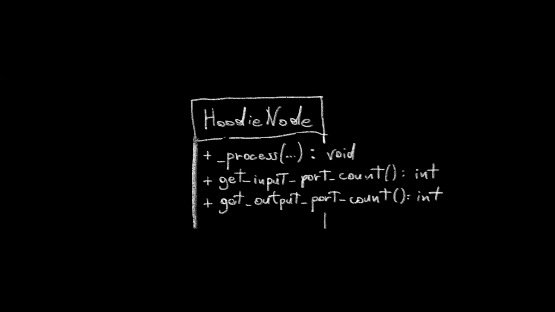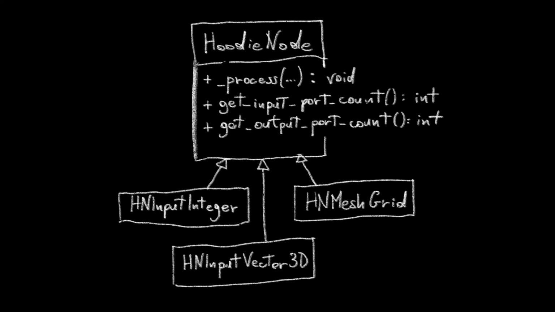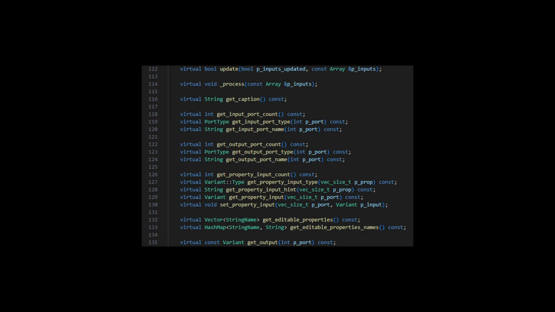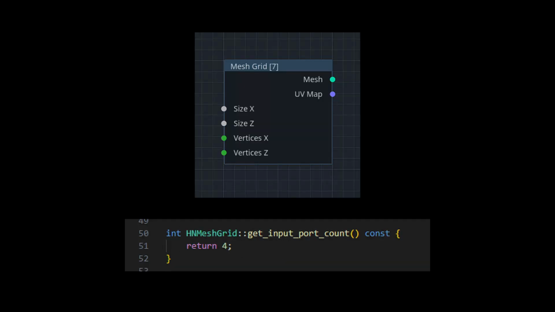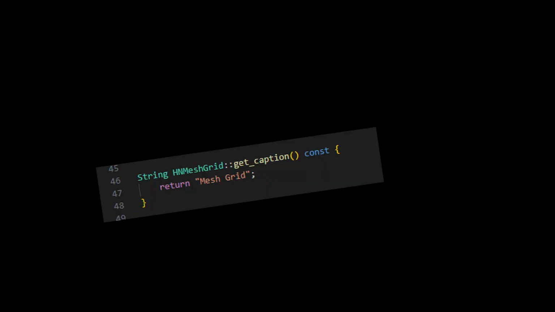to work correctly. For example, all Hoodie nodes need to have a process function that manipulates their input data and calculates the outputs. And here are other functions that need to be overridden by their children classes for the plugin to work. For example, getInputPortCount defines how many input slots the node will have. If we look at the meshGrid node, we can see that it has 4 input ports. That means that we want to override that function and return a value of 4. You now want to do the exact same thing for every other node for every function.